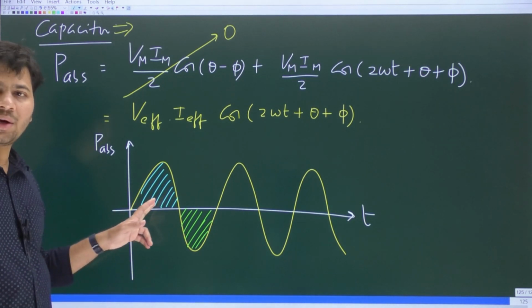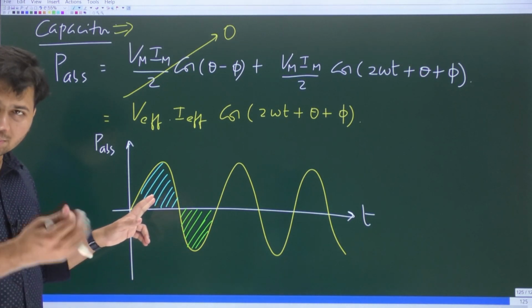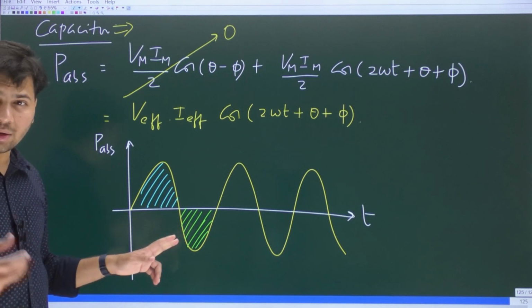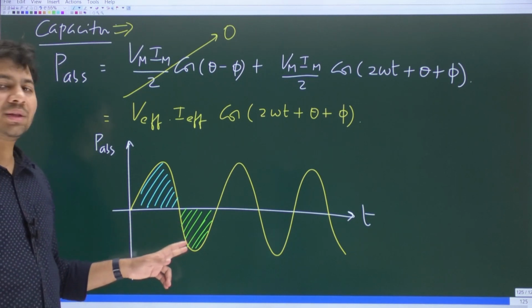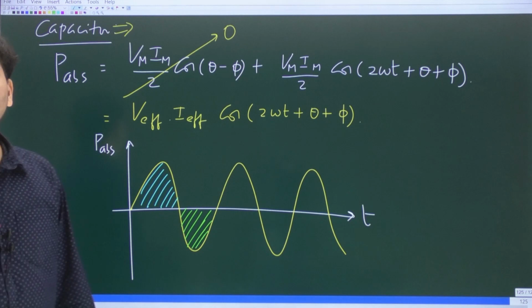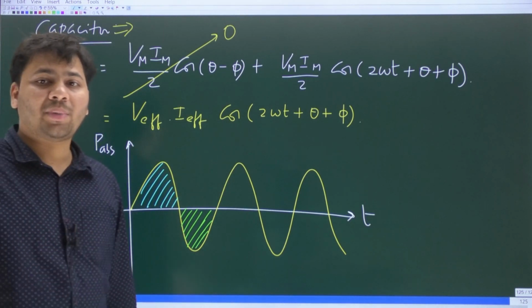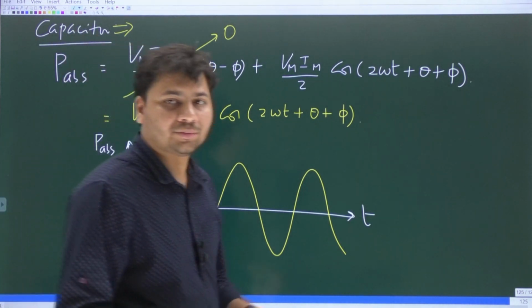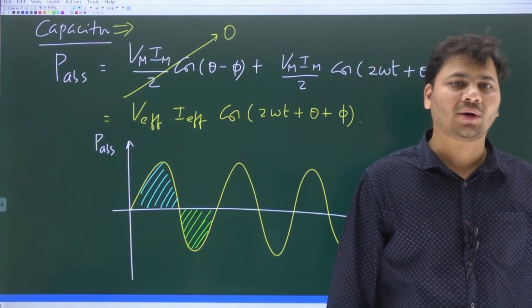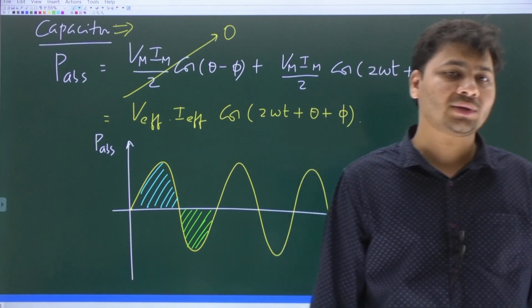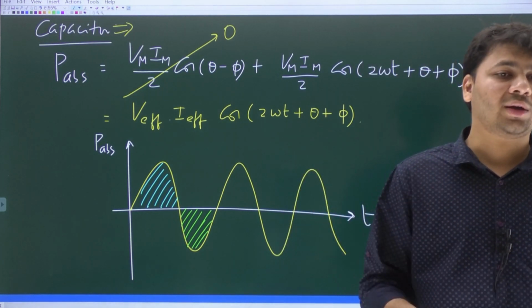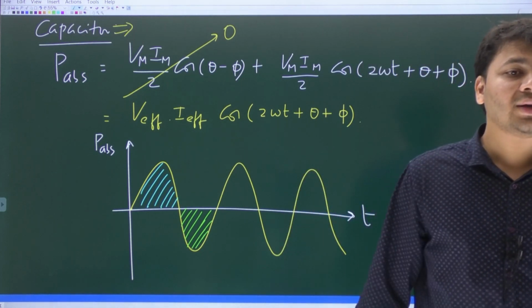In the first half cycle the capacitor absorbs power and gets charged. But in the second half cycle, the power absorbed is negative. Power absorbed negative means the power supplied by the capacitor is positive. When will the capacitor supply power? When it is getting charged or discharged? The capacitor will supply energy or power when it is getting discharged.